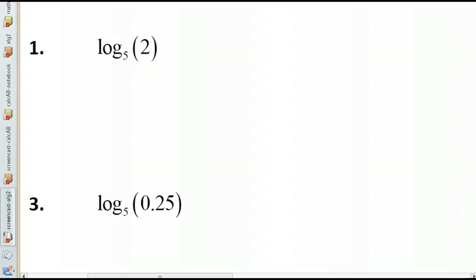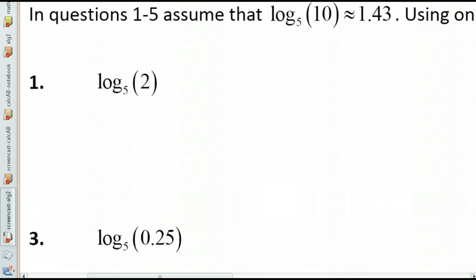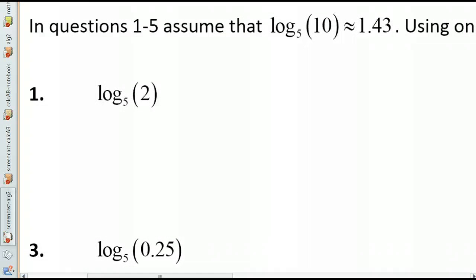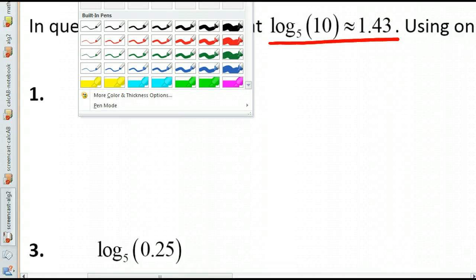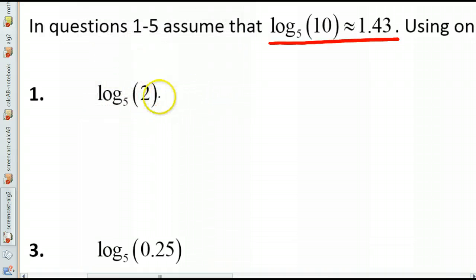Alright, in this video I'm gonna correct the handout on the property of logarithm, okay? So here's the first 5 questions. They are all based on this given right here. The log base 5 of 10 is about 1.3, okay? And it asks you for log base 5 of 2, log base 5 of 0.25, okay.